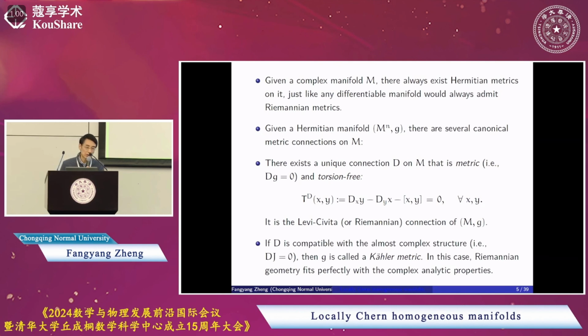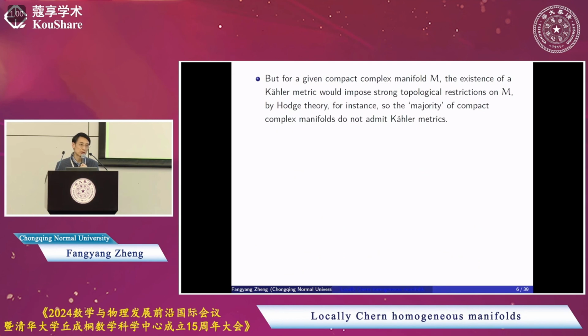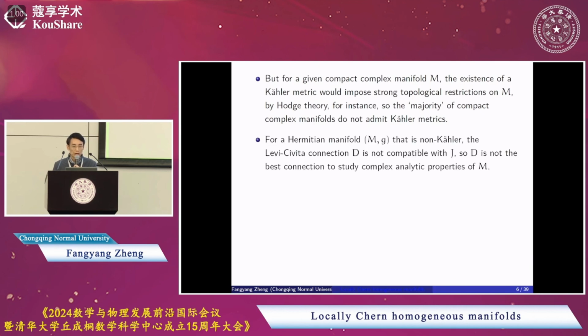So if D is this Levi-Civita connection, it may or may not be compatible with J. If it is, that's the Kähler metric, and everything is good. But if it doesn't, then the Levi-Civita connection is not the right connection to use to study complex analytic properties, because it's not obvious what your Riemannian geometric result will mean in terms of the complex analytic property. Here we could say that as far as compact complex manifolds are concerned, the majority of them are non-Kähler.